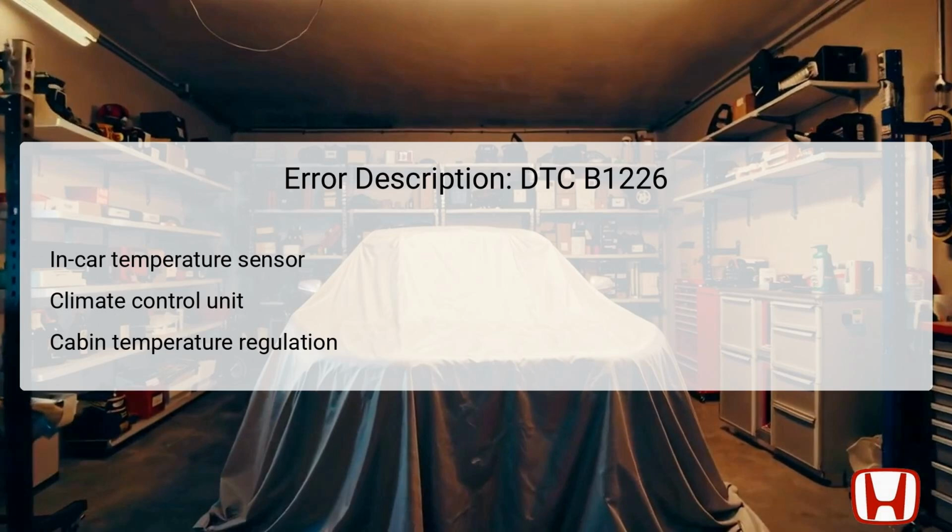When the DTC B1226 is triggered, it suggests that a short circuit may be present within this sensor's wiring, leading to erroneous or non-existent readings. This malfunction can prevent the climate control unit from adjusting the heating or cooling appropriately, affecting passenger comfort and safety. Therefore, understanding the location and function of these components is crucial for effective troubleshooting.